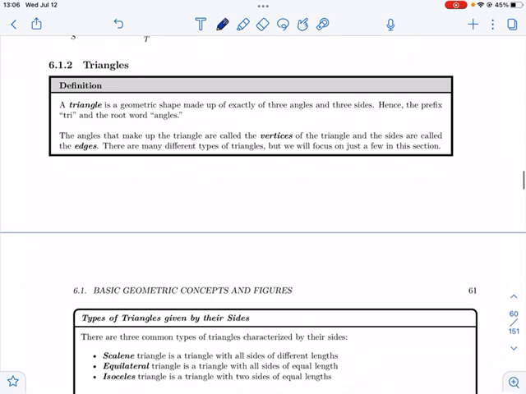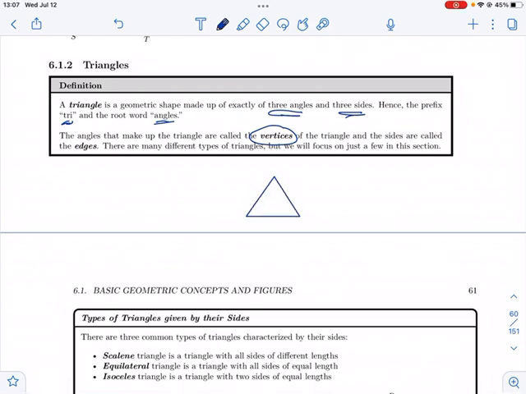Now we have a basic figure that's called a triangle. A triangle is a geometric shape made of exactly 3 angles and 3 sides. So tri, this prefix, is used to mean 3, and the root word is angle. The angles that make the triangle are called vertices of the triangle. So for example, this is a triangle.